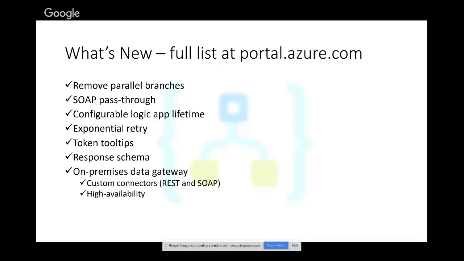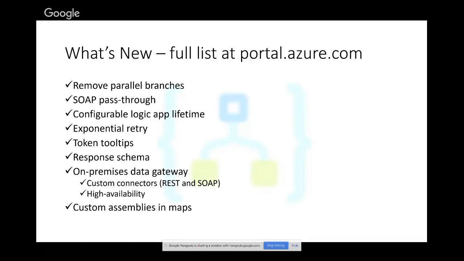On-premises data gateway, custom connectors and high availability. Finally. So these were the highest, I think, when you aggregated it on user voice. Everybody wanting to access SOAP endpoints as well as REST endpoints and be able to access those through the gateway, and then being able to access those through the gateway highly availably. So no single point of failure from end to end. So that's now all being delivered. So HA and REST and SOAP through the gateway. That creates huge avenues for accessibility to on-prem services.